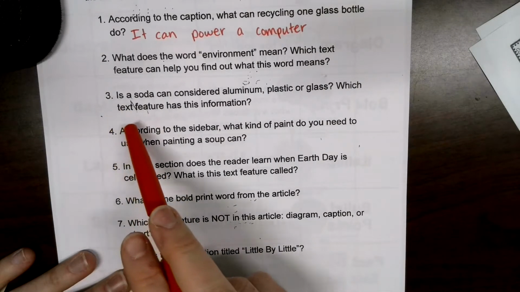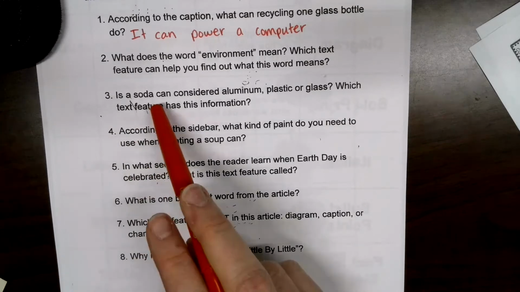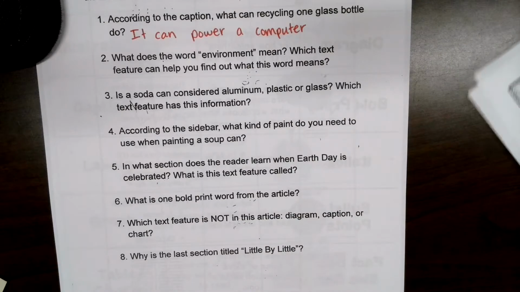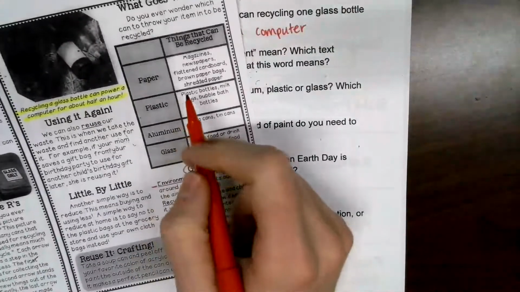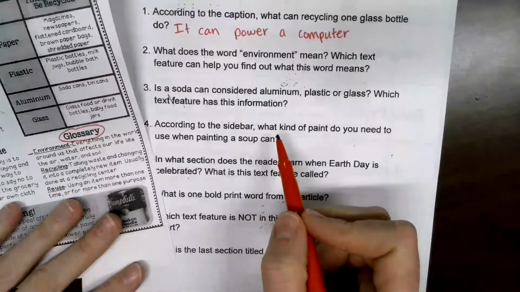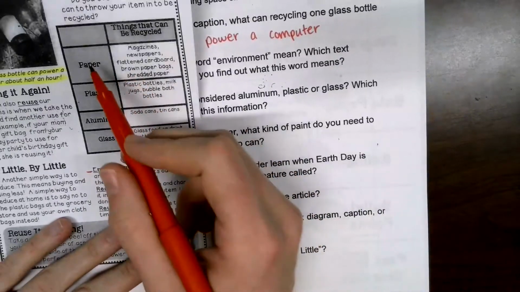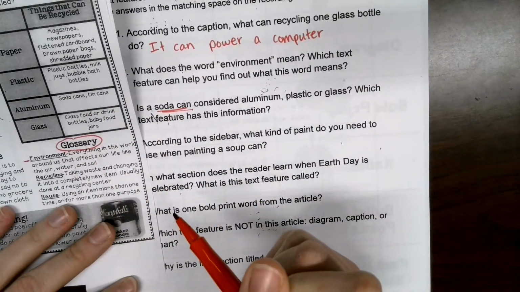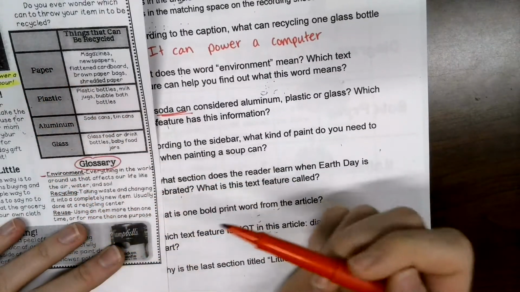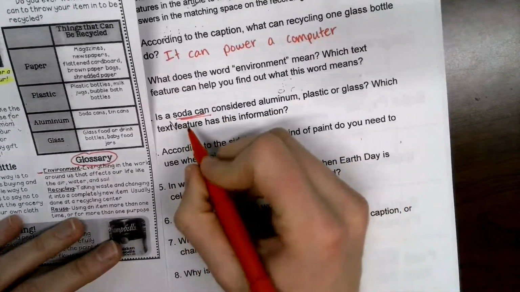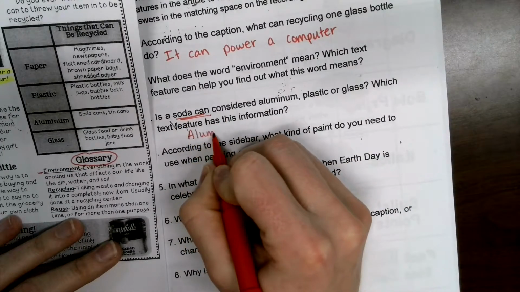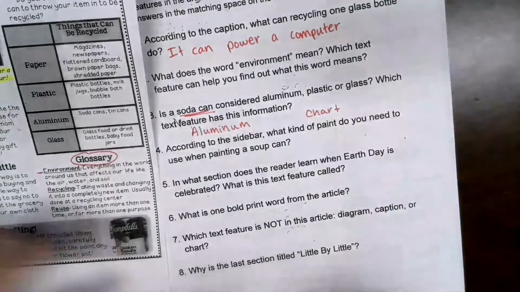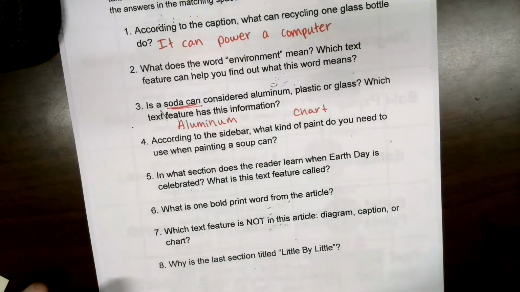3. Is a soda can considered aluminum, plastic, or glass? Which text feature has that? So in our chart, aluminum can or a soda can, is it considered which one of these? So find soda can and tell me which one of them it was. And then we found that in the chart. Pause here, write that down, hit play when you're ready.